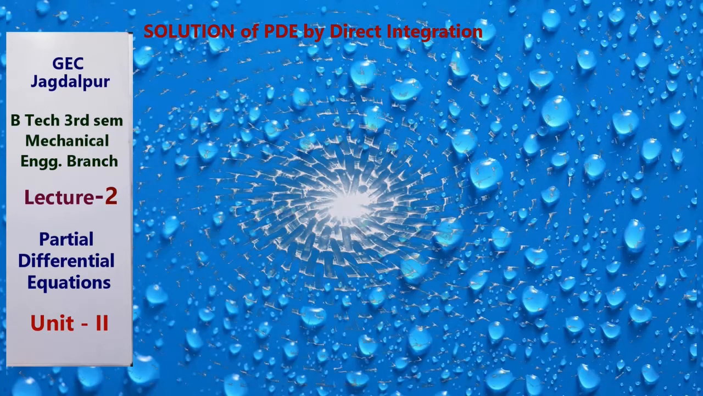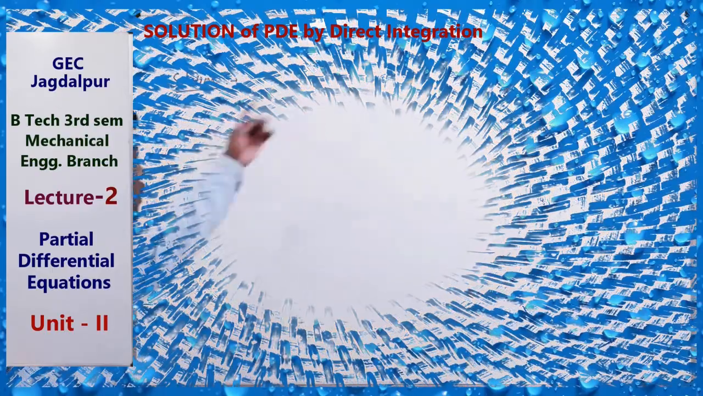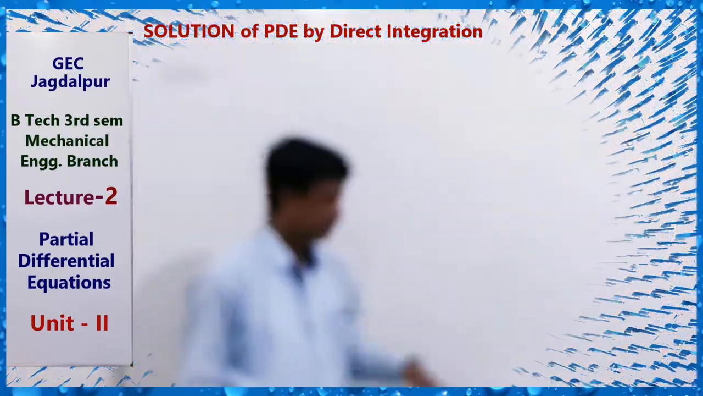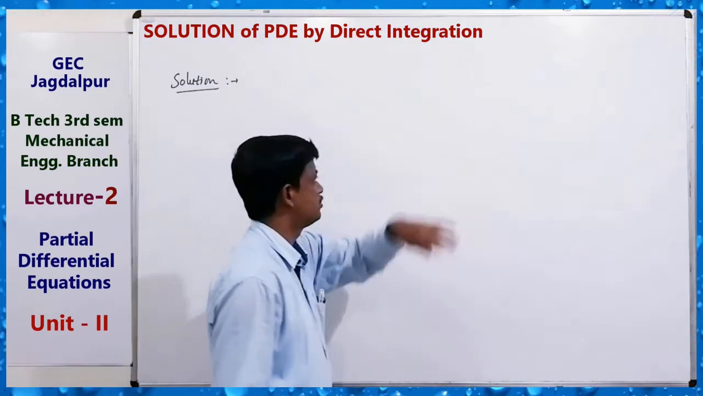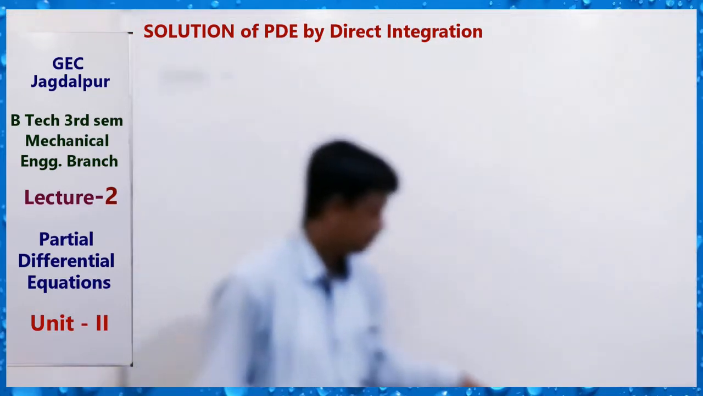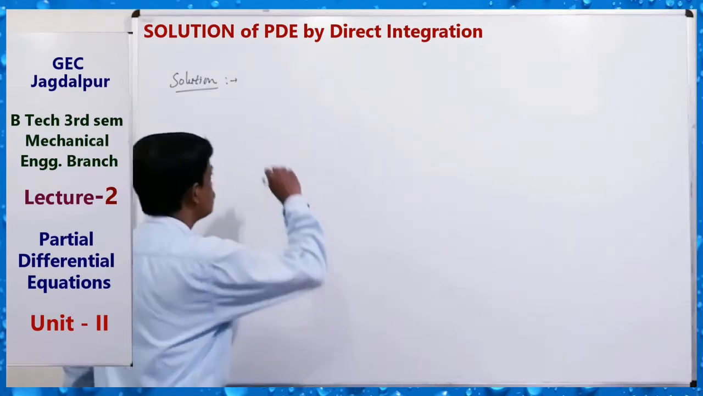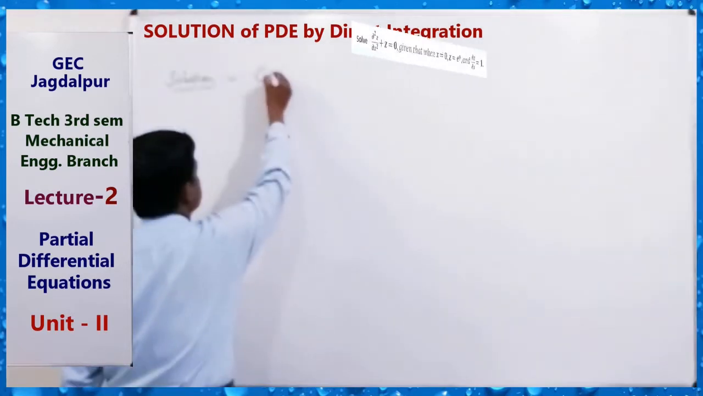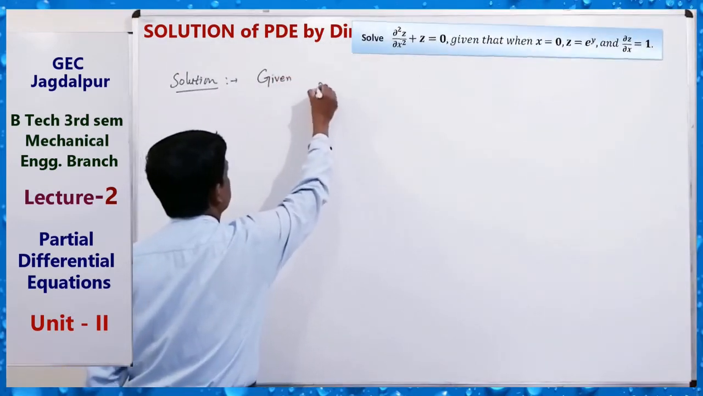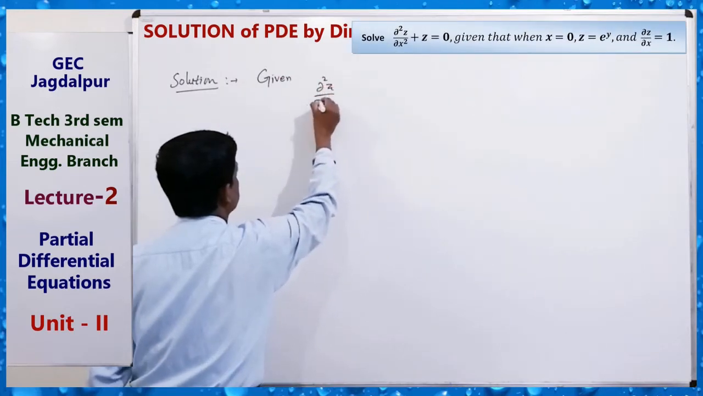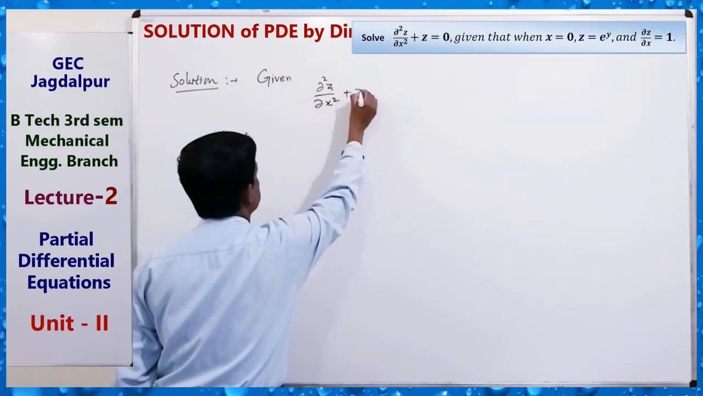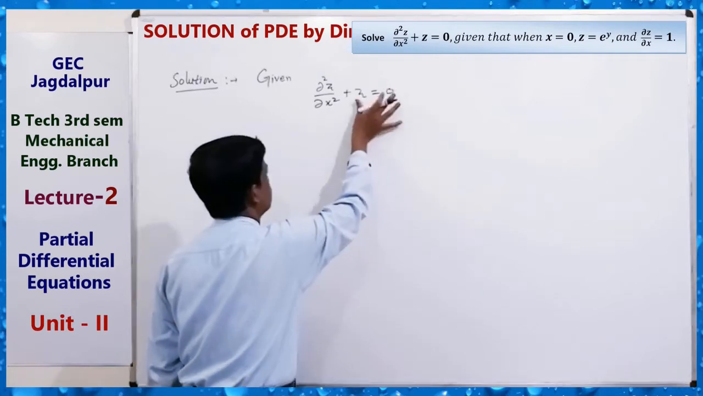Now take another question, for solution by direct integration method. That is del 2z by del x square plus z equals to 0. So the given equation is del 2z upon del x square plus z equals to 0.